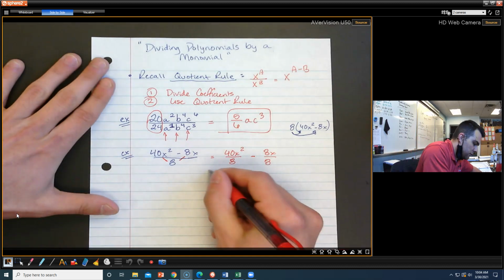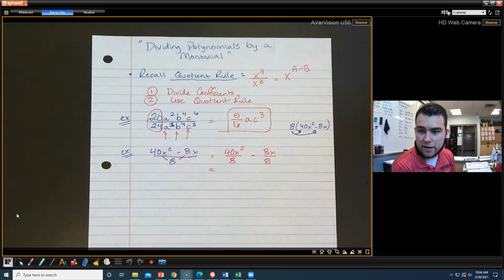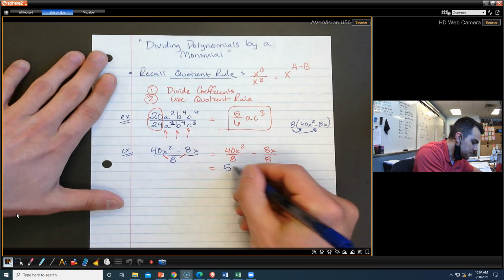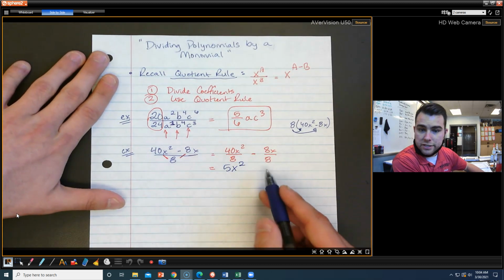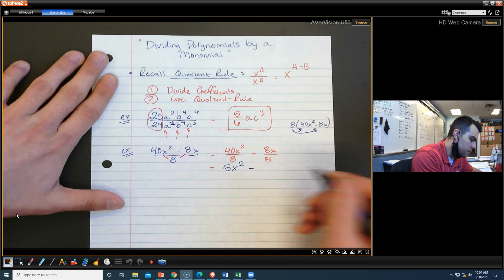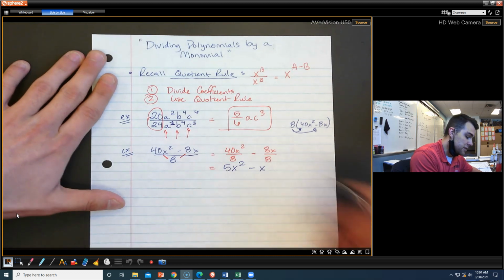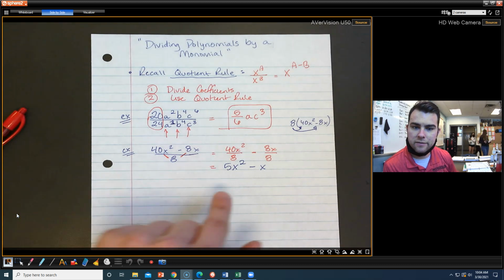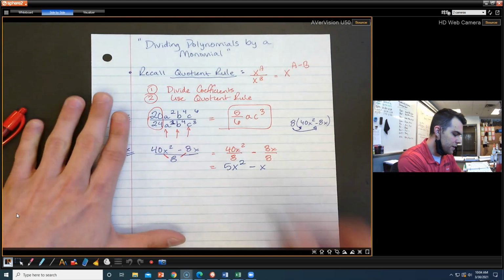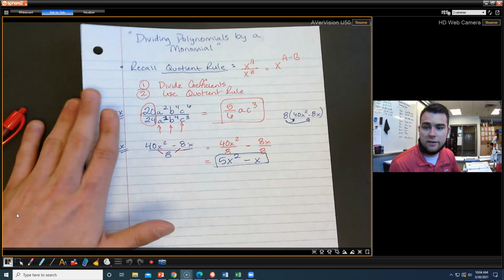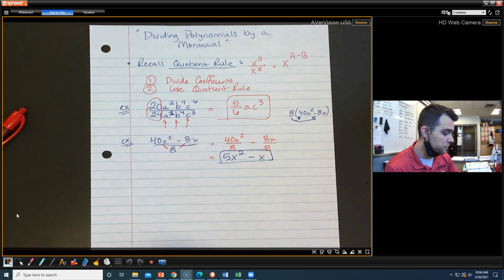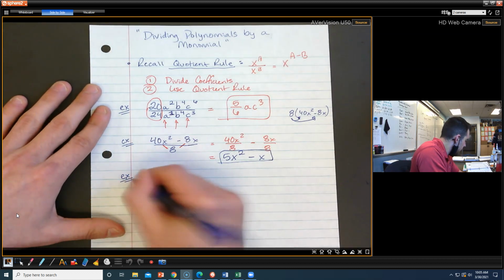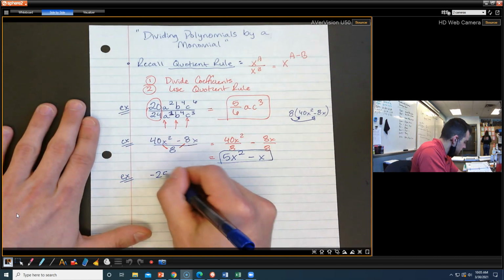So now, if I go piece by piece with this, 40 divided by 8 gives me 5. And I'm left with my x squared. Minus 8 divided by 8 is 1. And we're left with just an x. So when I divide 40x squared minus 8x by 8, I end up getting this new binomial, 5x squared minus x, and this is my simplified polynomial. All right, let's up the ante a little bit. Let's try something like this.